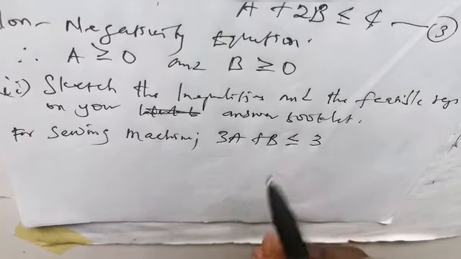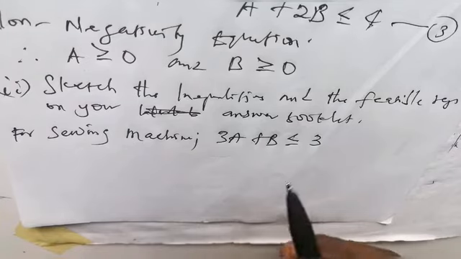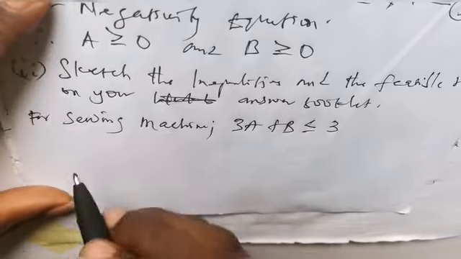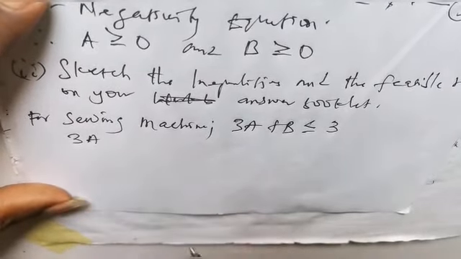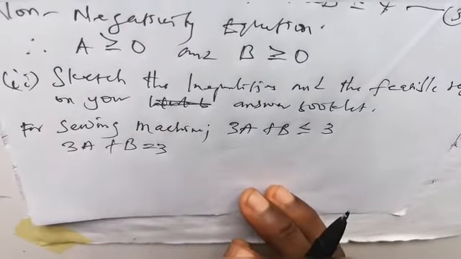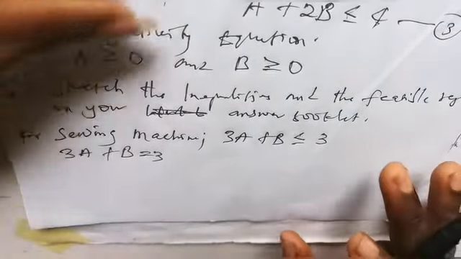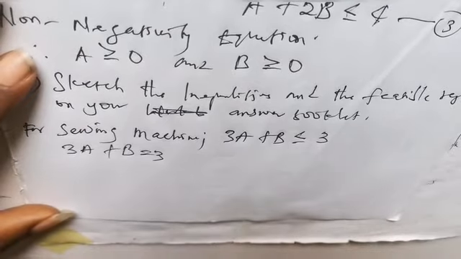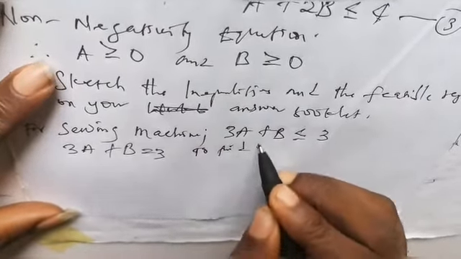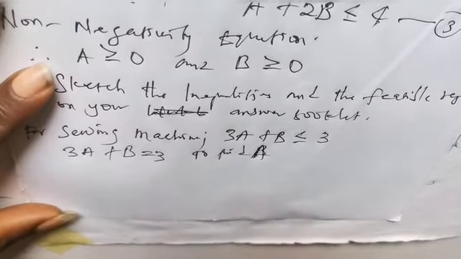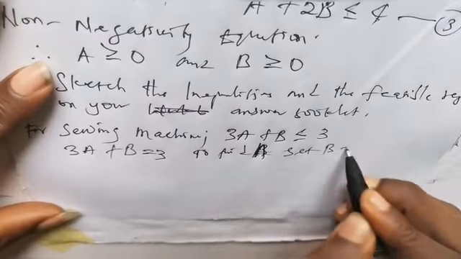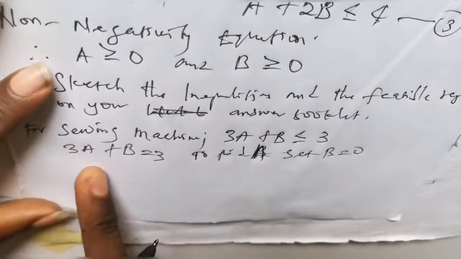You can either solve in the inequality format, or you can simply take off the inequality and solve with the equal to format. So you can simply say 3A plus B is equal to 3. Now, to find each clothing unit, you set a boundary condition. What is a boundary condition? To find B, or to find A, let's start with A. To find A, you set B to be equal to 0 in this equation.